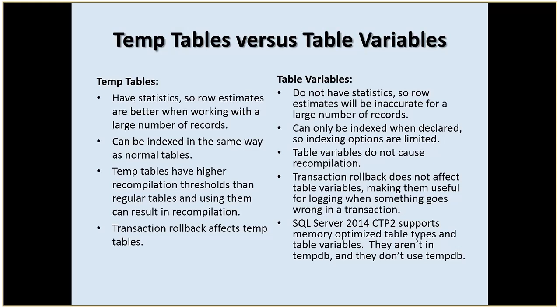You can say, okay, the transaction blew up, I had to roll it back, but here's why it blew up. And your table variable stores a list of issues that occurred. Another thing to mention about this is looking forward to SQL Server 2014. The CTP2 supports memory optimized table types and table variables. I think I mentioned that before.